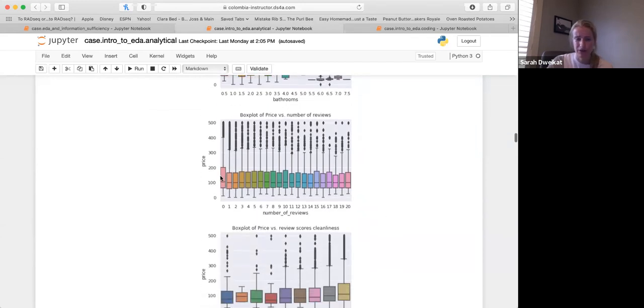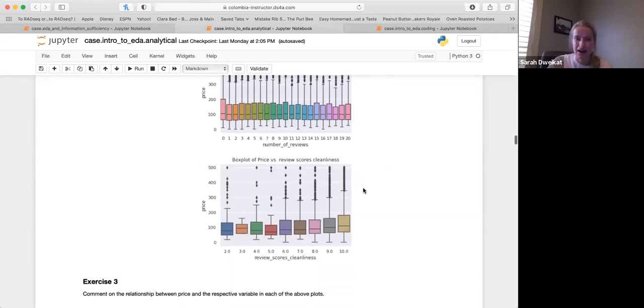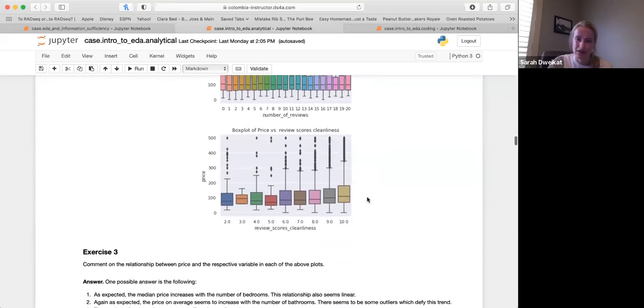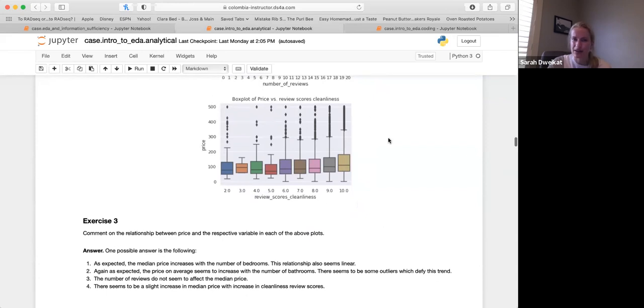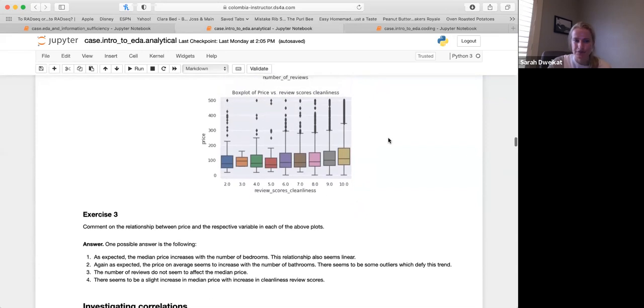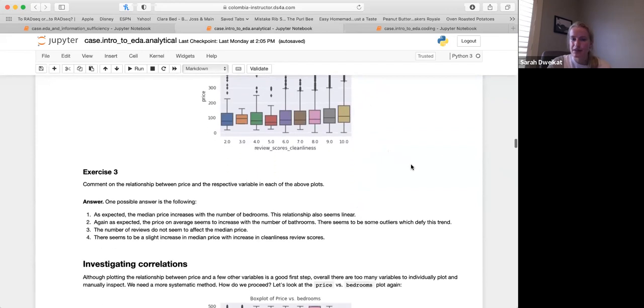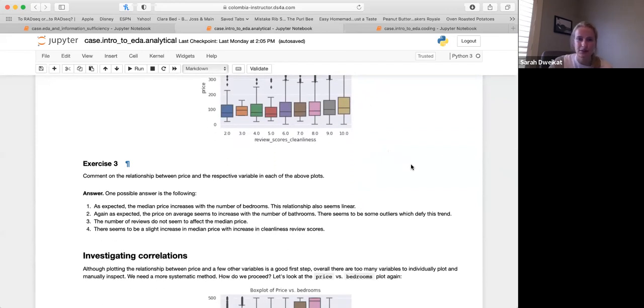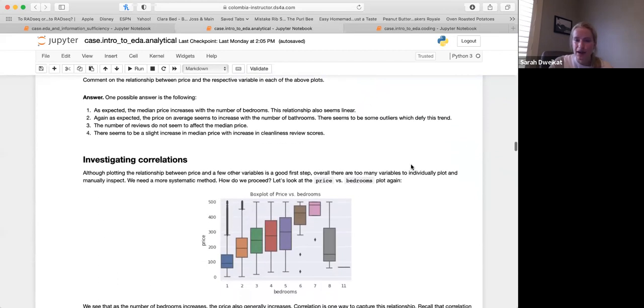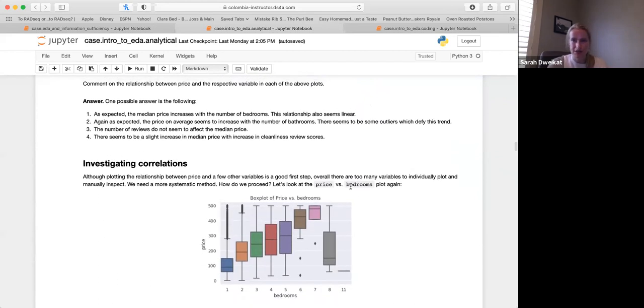For number of reviews, we don't really see a trend that holds pretty constant, I think. And the same for cleanliness. Maybe a general slight increase in terms of median, but a lot of outliers here, especially for this data. So hopefully that makes sense in terms of what we can see from these initial relationships. From there, we noticed that we have this positive relationship between price and bedrooms.